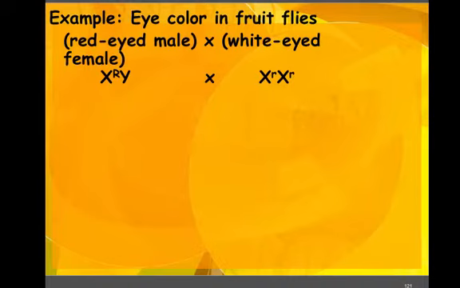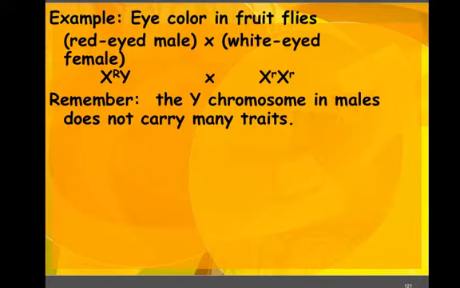So in this example, we're going to cross a red-eyed male. XY indicates that it's male, the capital R indicates that it's red, and a white-eyed female. The two X's indicate that it's female, and the two little r's, or lowercase r's, indicate that it's white-eyed and has the recessive trait.